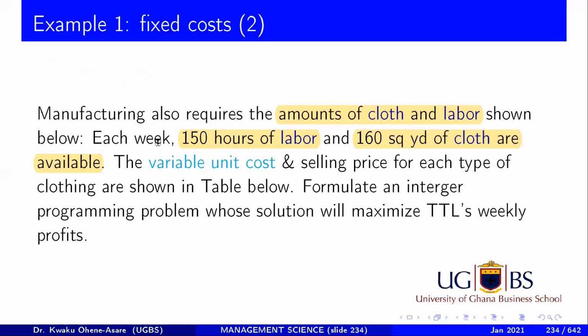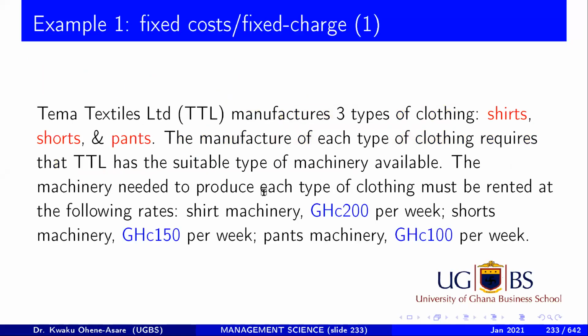Watch it here. It says that the machinery needed to produce each type of clothing must be rented at the following rate. Now, why is this a fixed cost, or a fixed charge? Well, it says that it got to be rented. And rent is fixed. In this very same situation, imagine you rent a shirt machinery, okay? You incur the cost of 200 cedis, okay? You incur that cost. This is under the assumption that you are going to be able to produce. That's why you are incurring that cost.